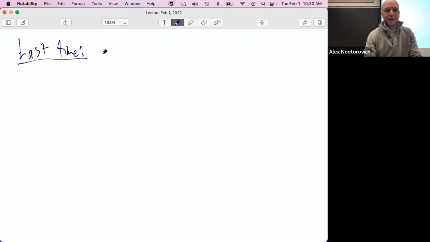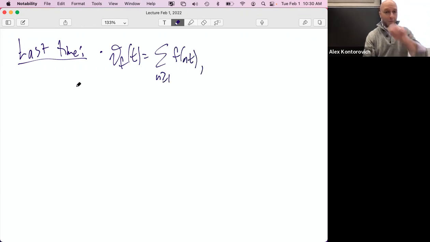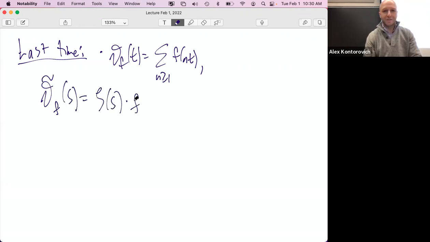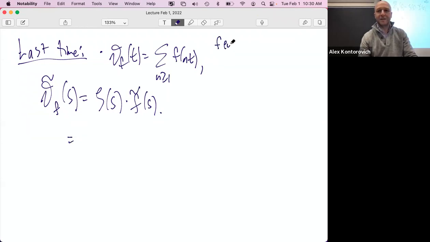Right. We looked at the theta function, the sum over positive integers of f of nt, and we took its Mellin transform. We realized that that was zeta times the Mellin transform of the test function on one hand. On the other hand, this is for any even test function. f is even and nice.